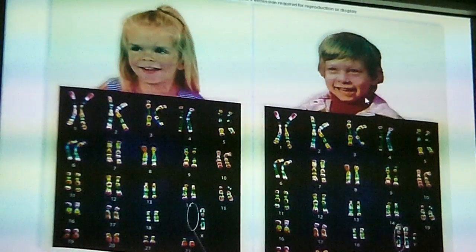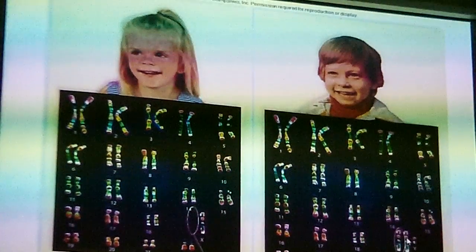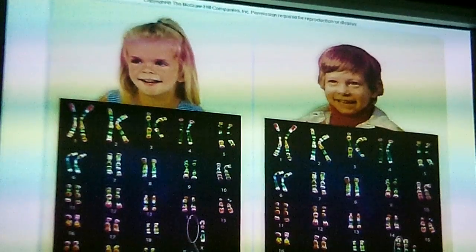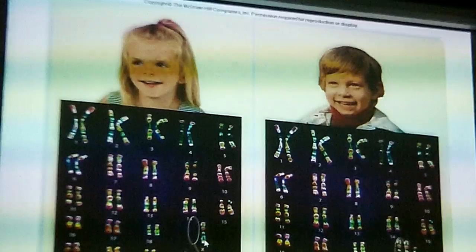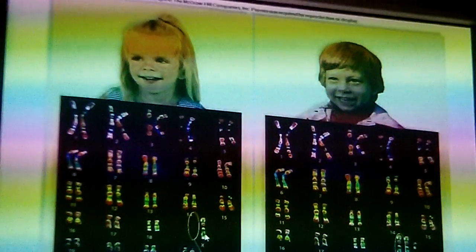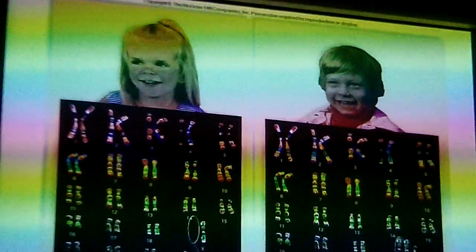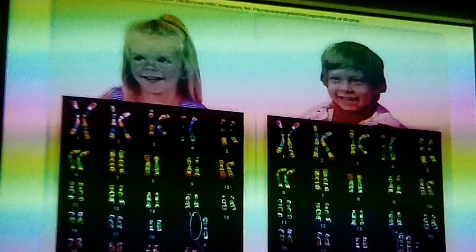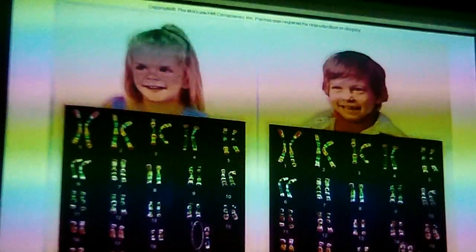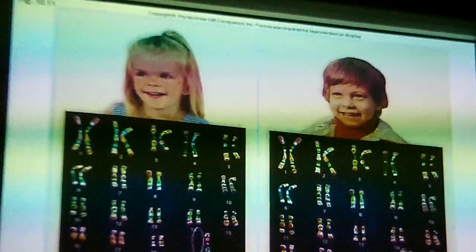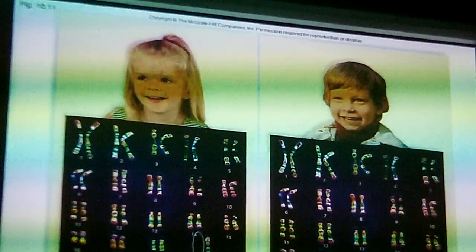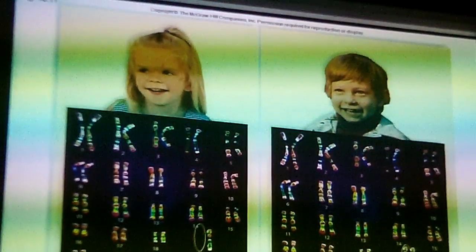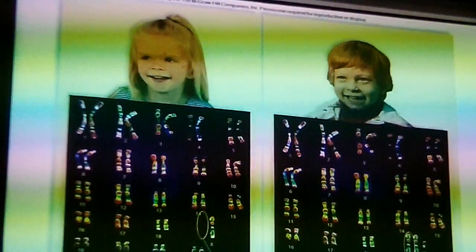Klinefelter syndrome, that's XXY. So they got an extra X. That's a trisomy. Oh, by the way, if you only have one chromosome, it's not called a trisomy. You know what it's called? Monosomy. Can you have only one Y chromosome? If you only have one Y chromosome, the cell doesn't survive. It has to have an X to survive. So you won't see any individual with just a Y.